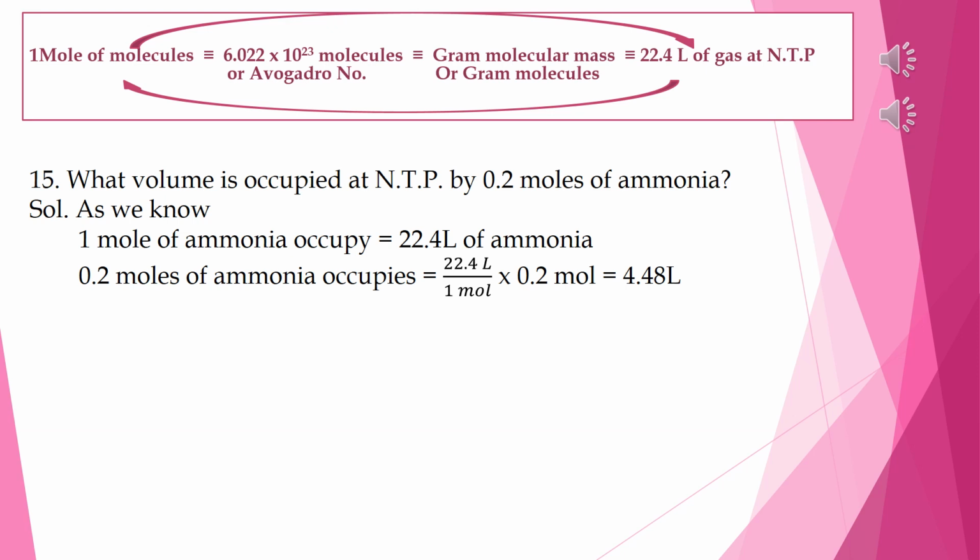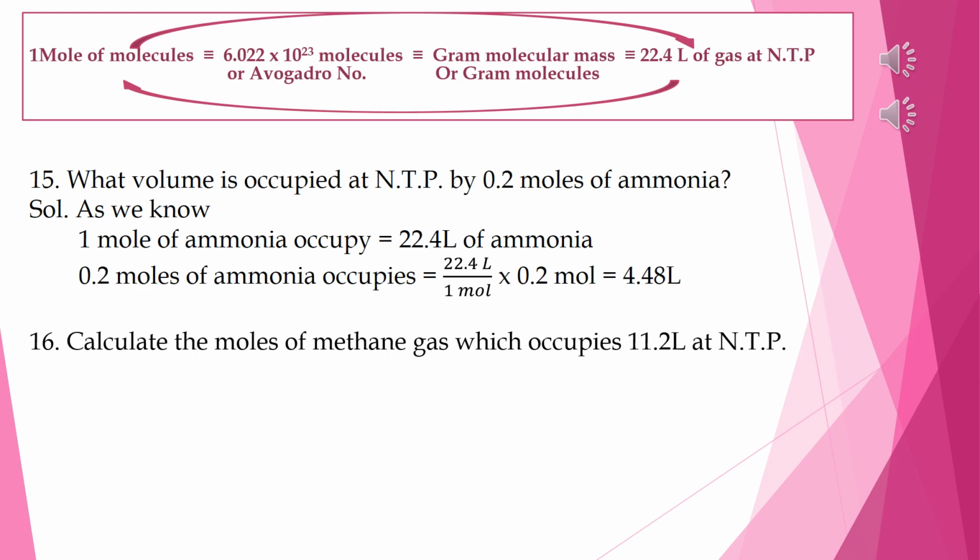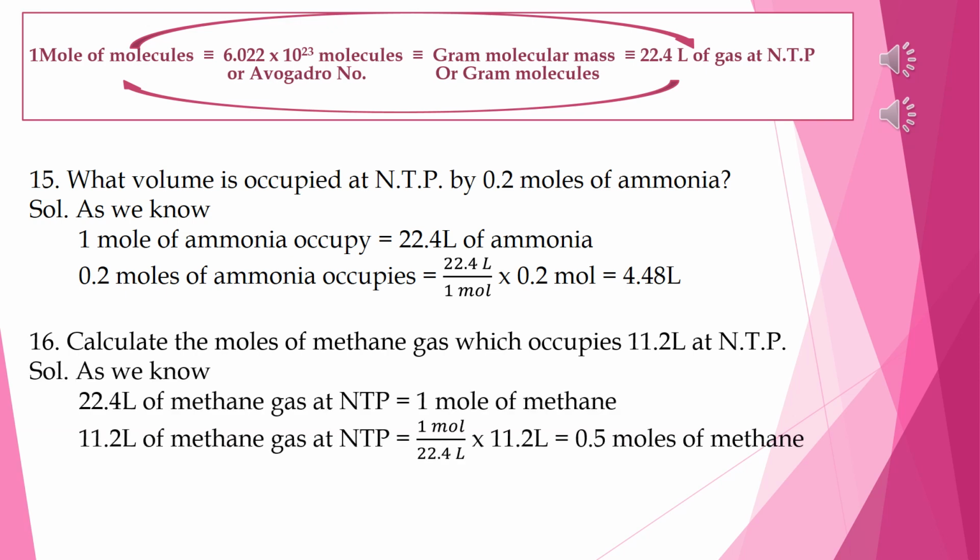In another numerical, calculate the moles of methane gas which occupies 11.2 liter at NTP. So in this case, we have to find out the number of moles. As we know, 22.4 liter of methane gas at NTP is equivalent to 1 mole of methane. So 11.2 liter of methane is equivalent to how many moles? 1 divided by 22.4 in numerator multiplied by 11.2, that comes out to be 0.5 moles.